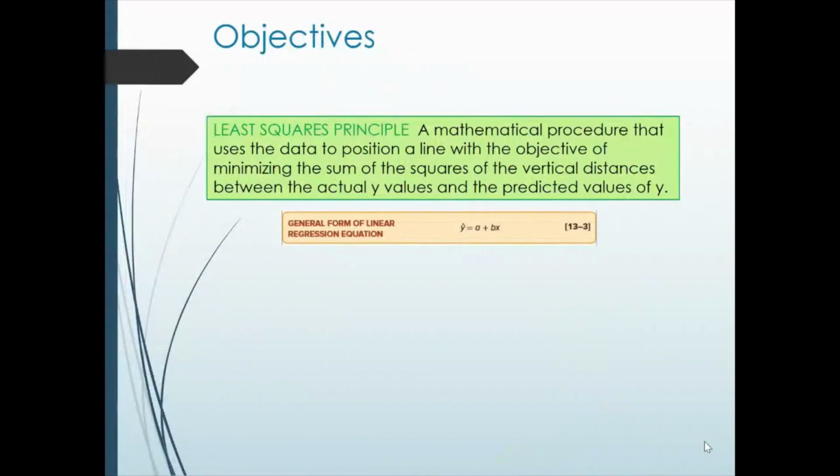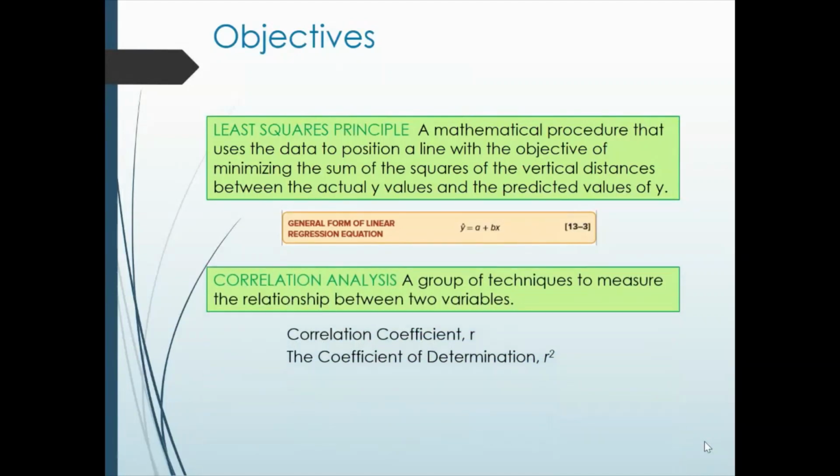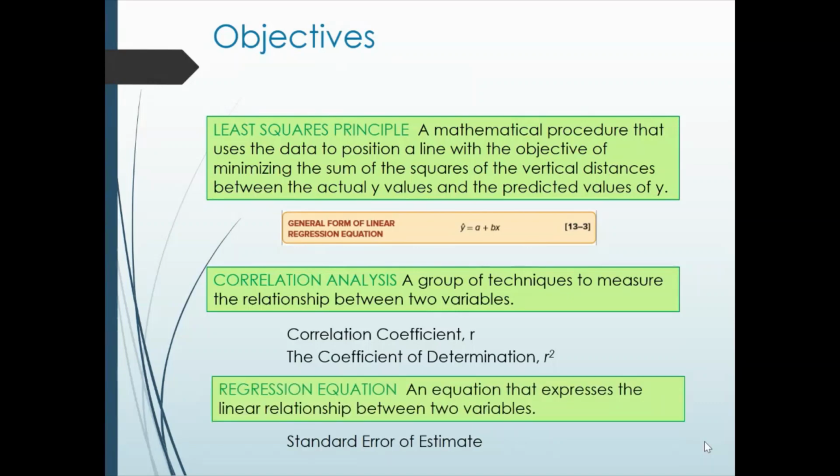In this video, we cover three main objectives. First is to go through the least square principle, which gives us the equation of the line. The second is to go through the correlation analysis and figure out what the coefficient of correlation R and coefficient of determination R squared tells us. And the third is to go through the regression equation, which also gives us the standard error of the estimate.